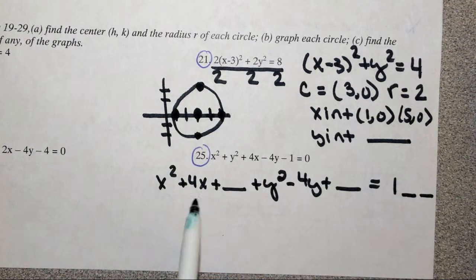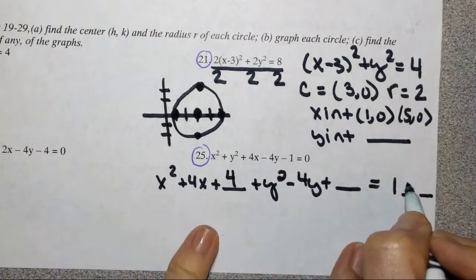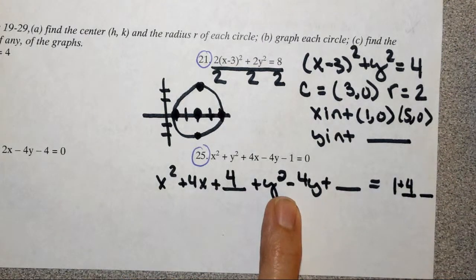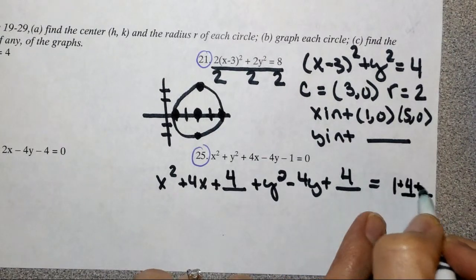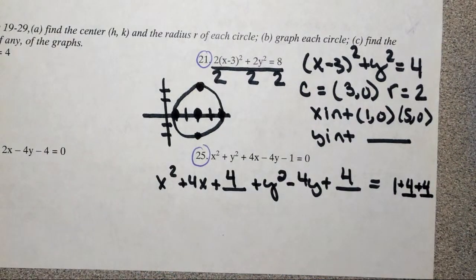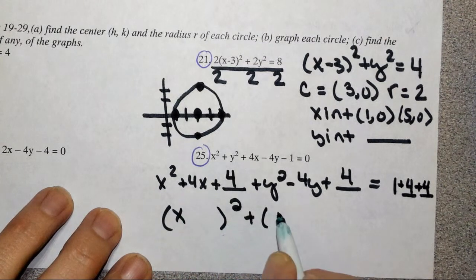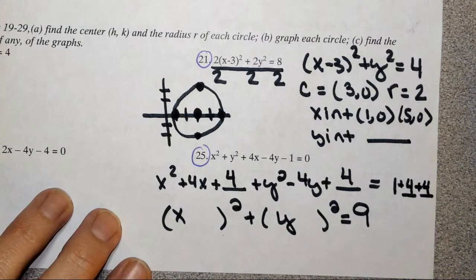All right, so let's half it, square it. What's half of 4? 2. And 2 squared is 4. So now I'm going to add a 4. What's half of negative 4? Negative 2. And negative 2 squared is still 4. Okay, so this one's going to change to 2 perfect squares equaling 9.